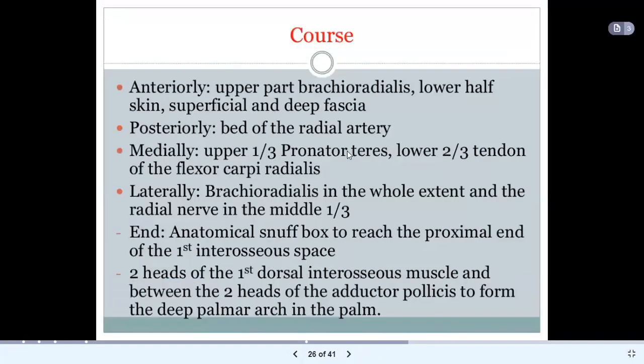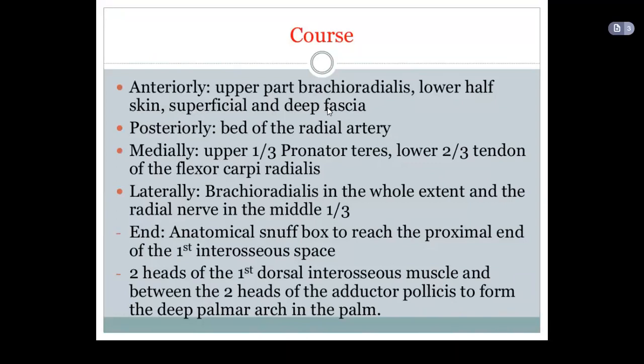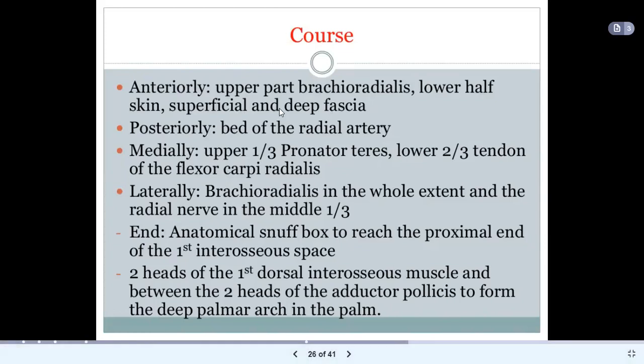So the course of the radial artery. Anteriorly, the upper part is covered by brachioradialis, the lower half is covered by skin, and then superficial and deep fascia. So you see that the upper part of the radial artery anteriorly is covered by the brachioradialis, and the lower half is covered by skin, and then superficial and deep fascia. So these are the anterior relations of the radial artery: skin, superficial and deep fascia, and then the upper part of the brachioradialis muscle.